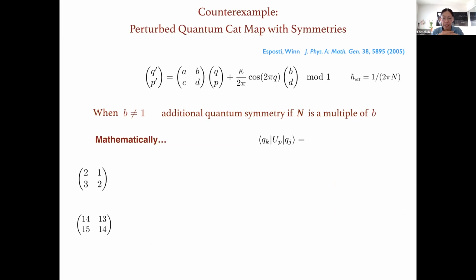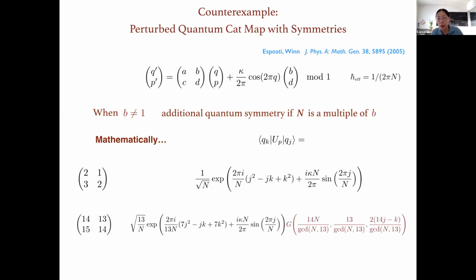And mathematically, for instance, when B is 13, I can cook up the matrix A, B, C, D as this one, 14, 13, 15, 14. So this is a legitimate SL2Z matrix, and it can give us a quantum cat map, but this cat map will have additional symmetry compared to this one. Mathematically, for this one, if you remember, we will have the time evolution operator looking like this. I have this original cat map term and the shear term.